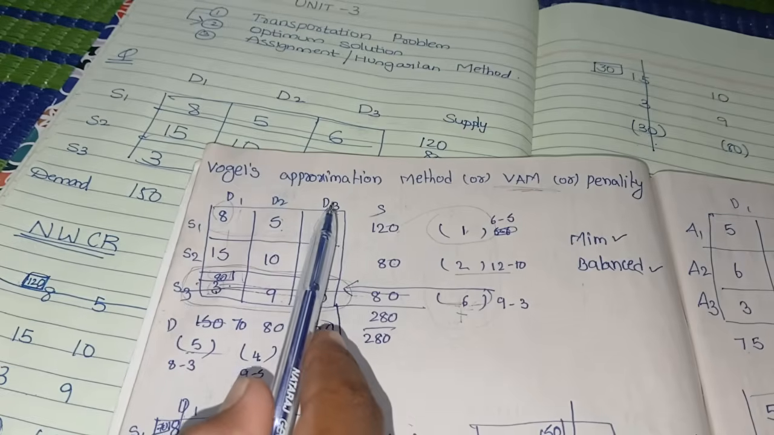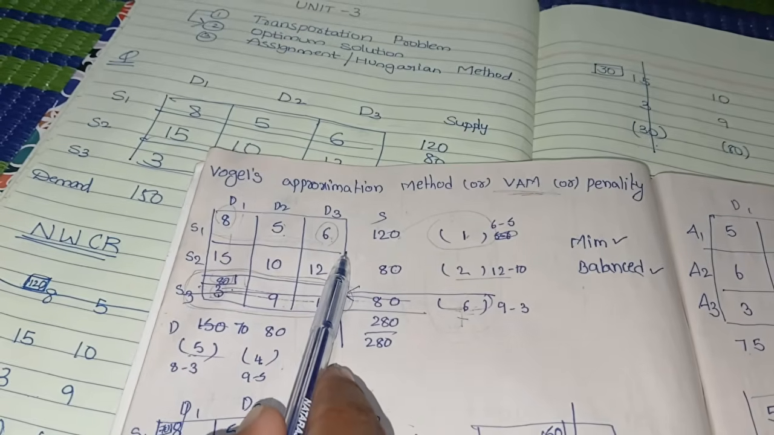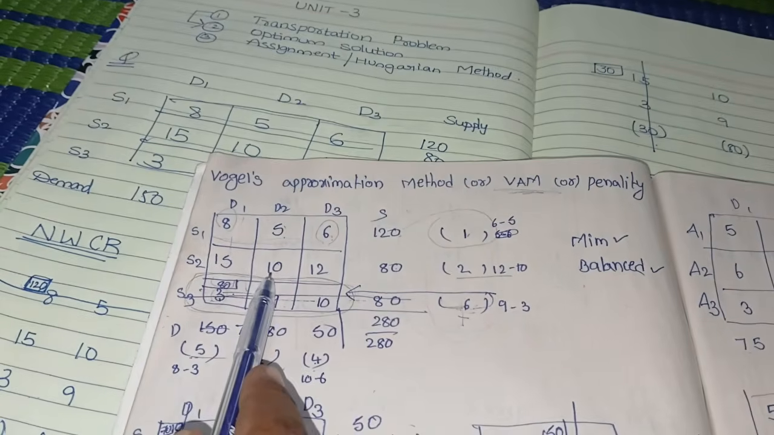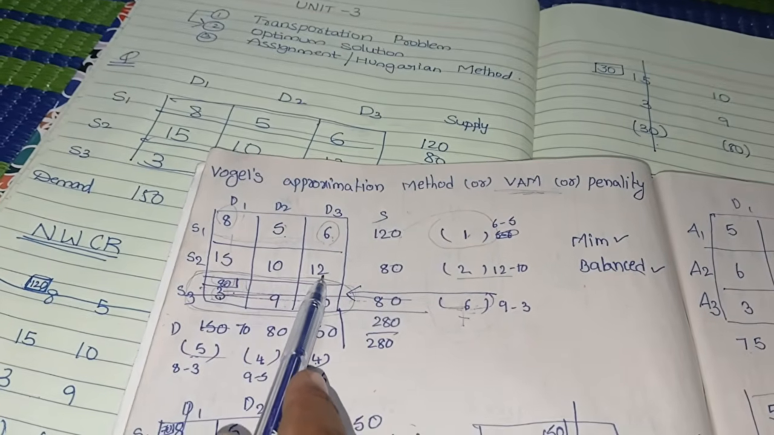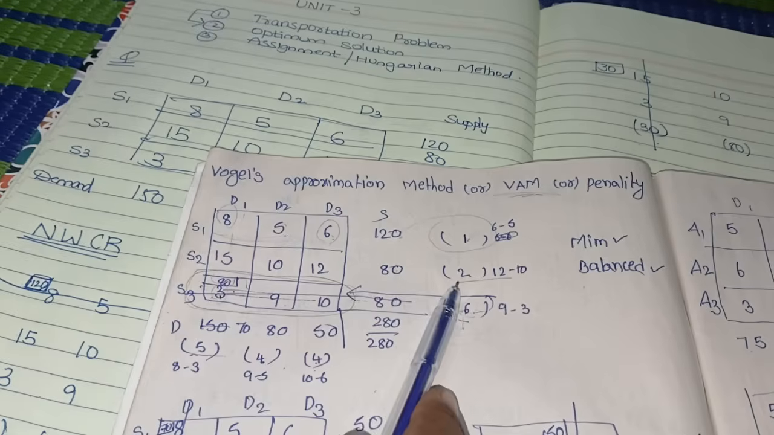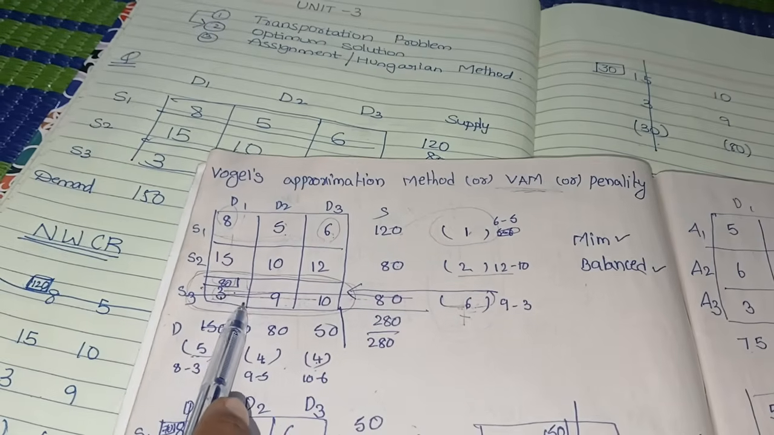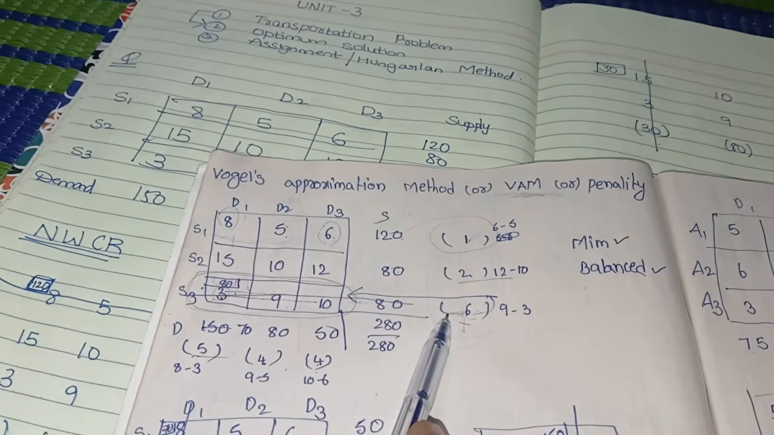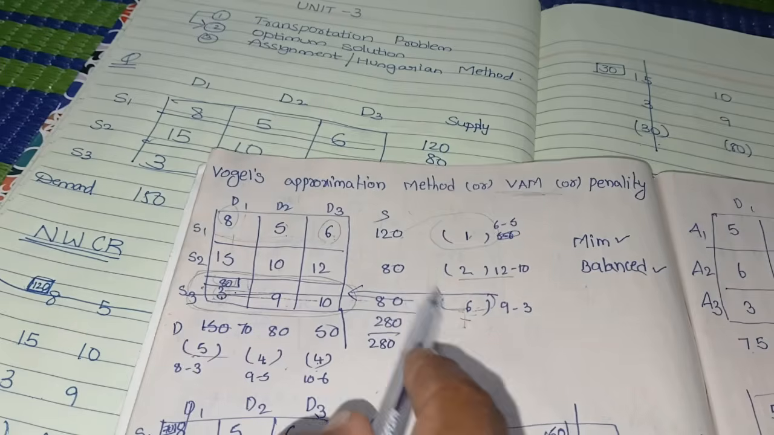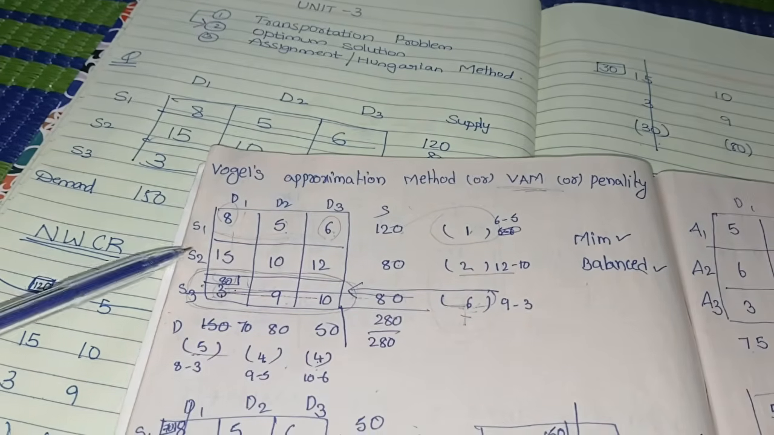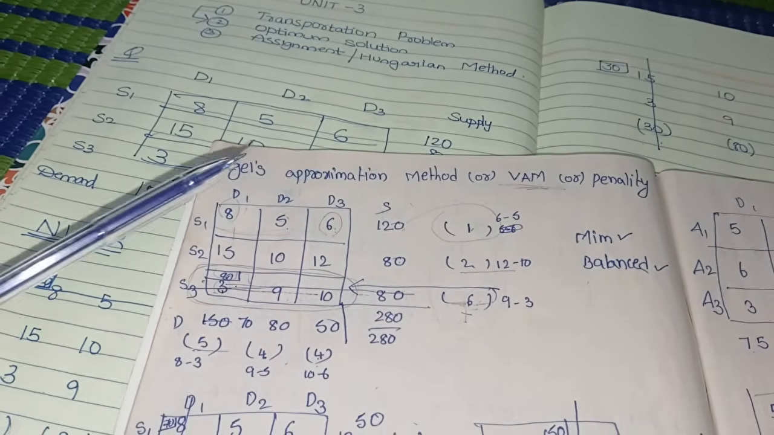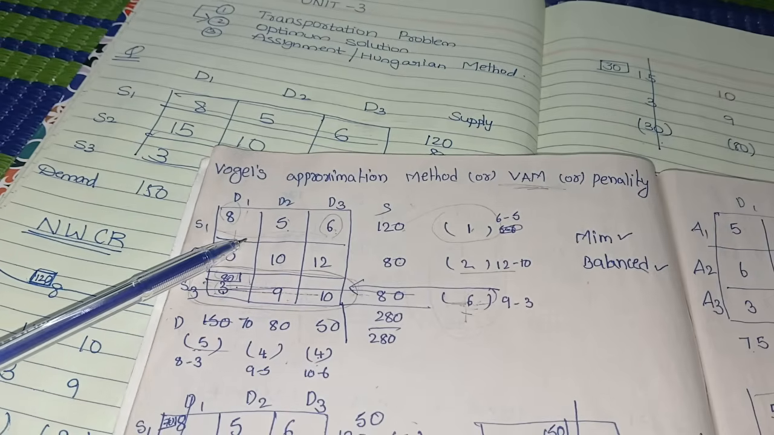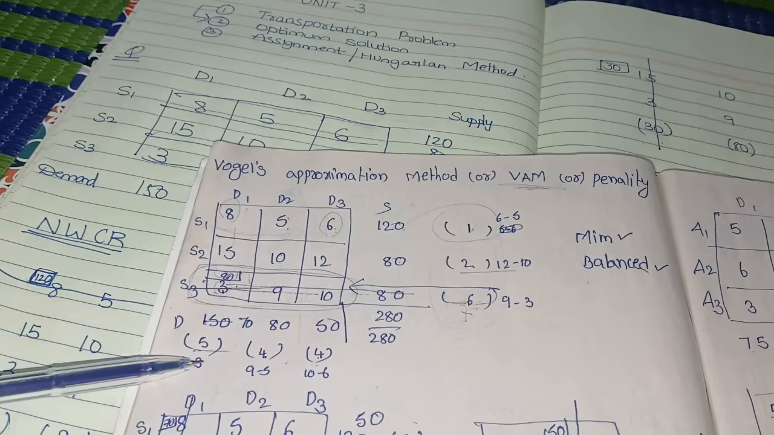What is the formula? Second least number minus first least number. So 6 minus 5 is 1. So here also, what is the least? 10. Second least is 12. So 12 minus 10 is 2. Here also least is 3. Second least is 9. 9 minus 3 is 6. Like this you need to take the penalties in rows. Same like that, column wise penalties also. See, what is the first column? What is the least value? 3. What is the second least value? 8. So 8 minus 3 is 5.